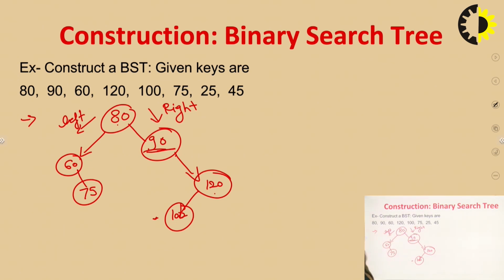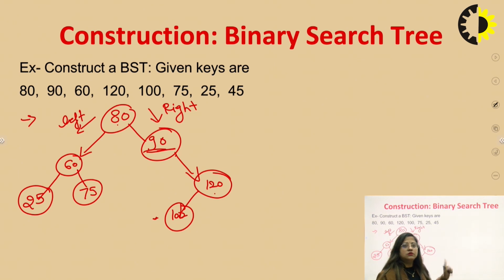Now the next number is 25. 25 again checks the root node. Will it go left or right? It comes left. After that 25 is checked again with 60. 25 is less than 60, so it will come to the left side of this node, meaning the node 60. Now 25 will come here.